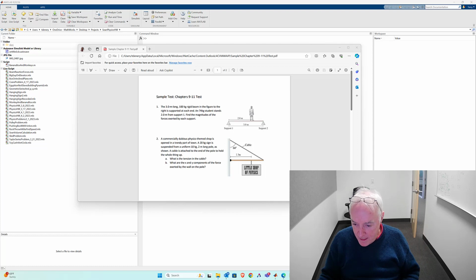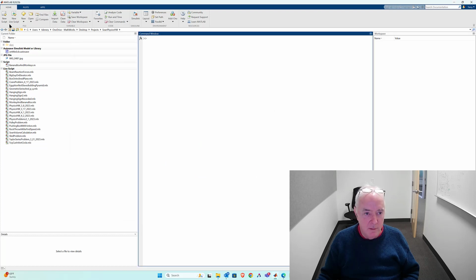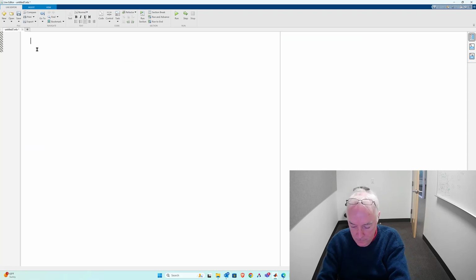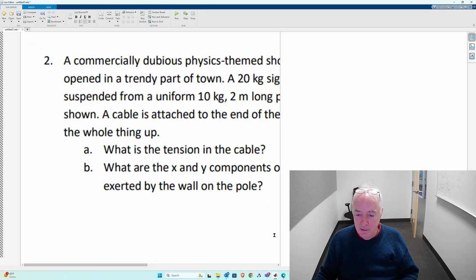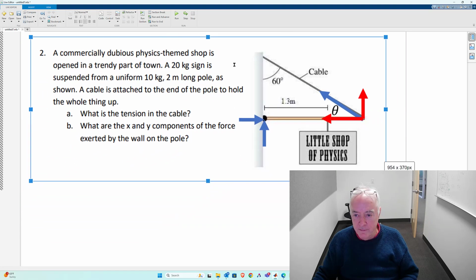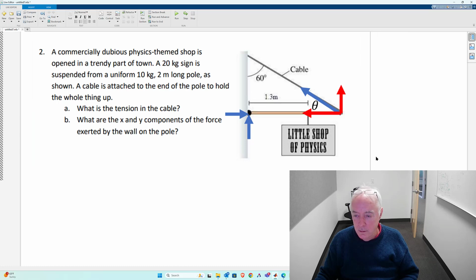All right, so let's see. I did a little bit of annotation on this, and I added appropriate vectors, and this is what I will copy and put into our live script. That's kind of big, so let's reduce this so it fits a little nicer. That's good.